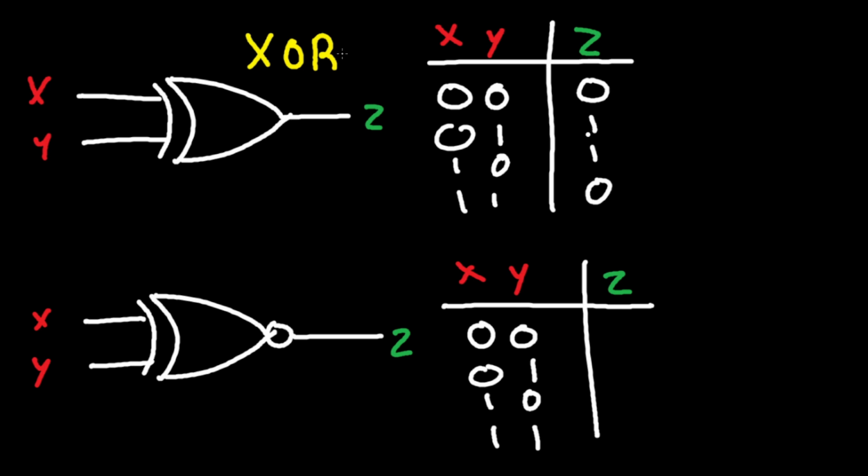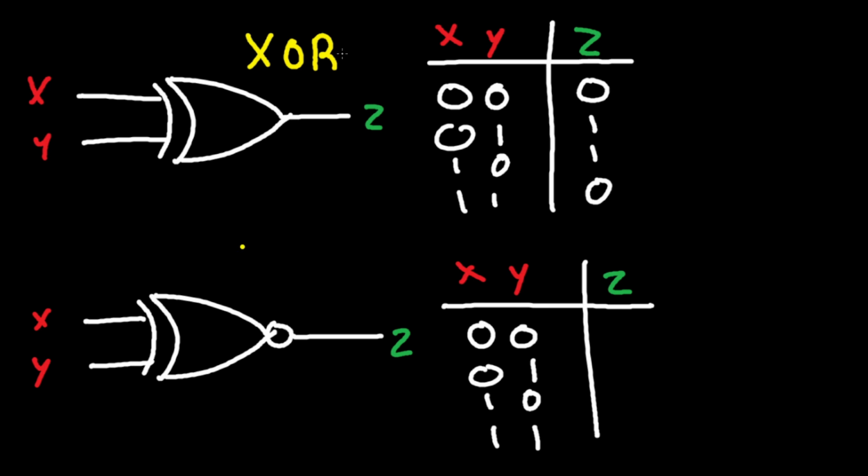So the output will be a binary value of 1 if only a single input is 1. If both the inputs are 1, then you'll get a 0. And this makes sense. Exclusively or. One or the other, right? So it's exclusively one or the other. It's not one and the other. It's one or the other is equal to 1, right? So exclusive OR, that's the logic behind it.